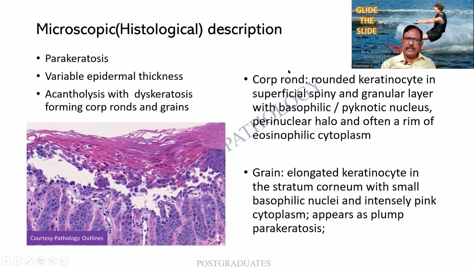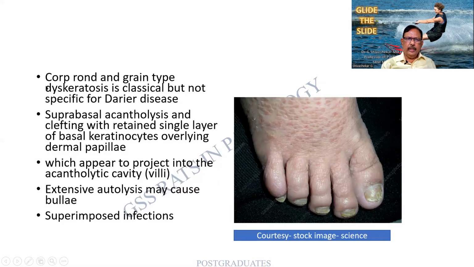Rounded keratinocytes within the superficial spinous and granular layer. The upper layers I am able to see. Elongated keratinocytes. I hope these are also obvious. Let us see what these are in the next slide. They can be classical but need not be specific to Darier's disease.